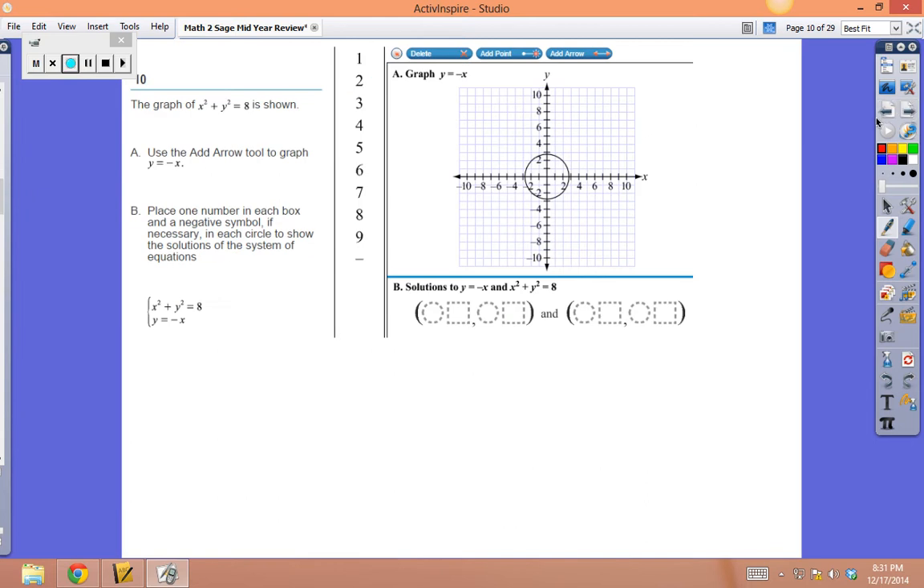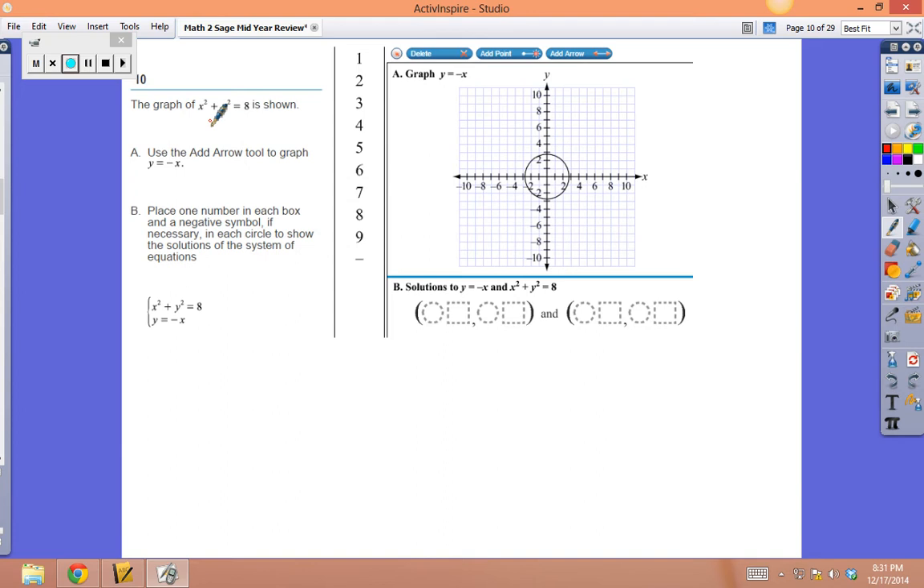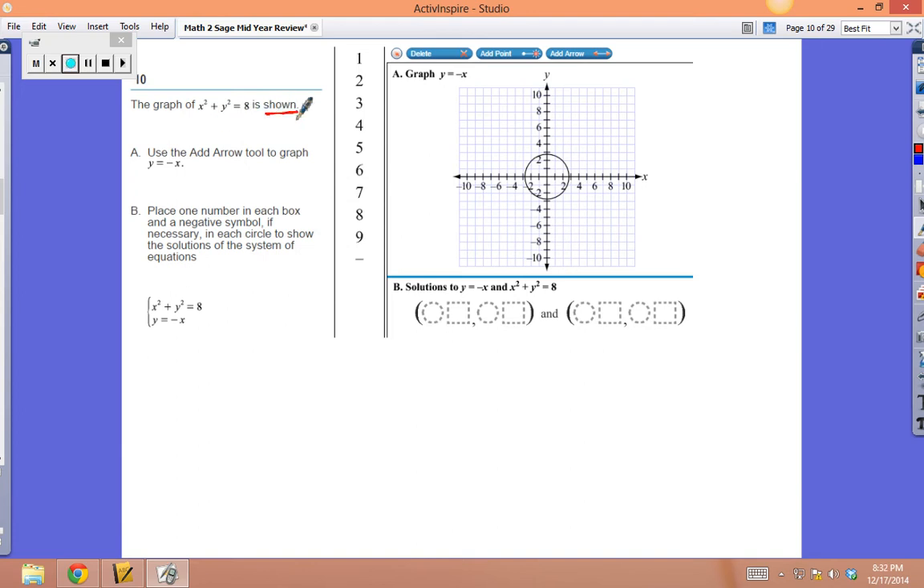Number 10, they're giving you a graph of x squared plus y squared is 8. That's what is shown, and that is a circle. So you got this circle right here. They want you to graph y equals negative x. That's a linear function, so it's going to be a straight line. Your m is a negative 1, and your b is 0.